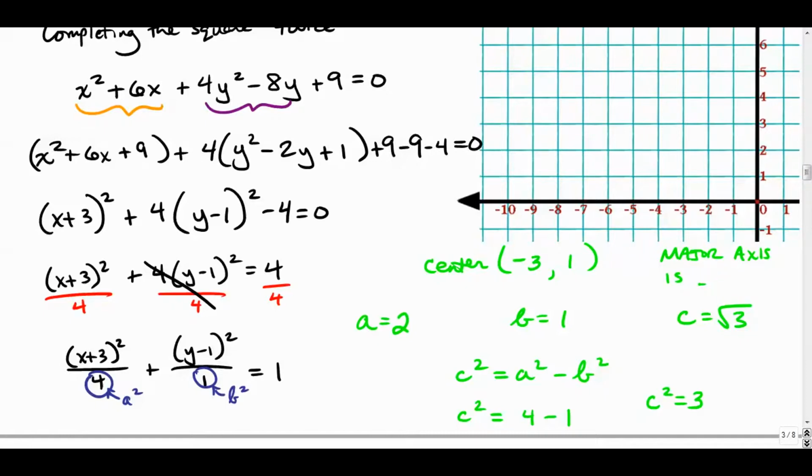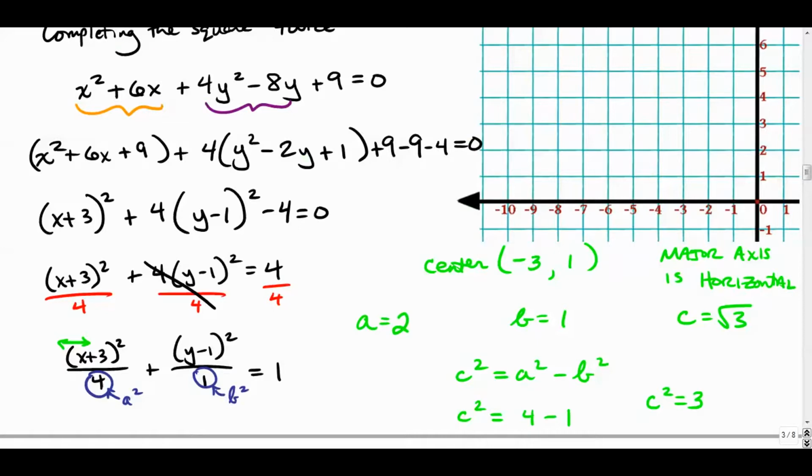All right. Next up, the major axis. Is it going to be situated up and down, or left and right? To answer that question, you basically just want to look at where your A variable is. If your A variable is underneath your X term, X should tell you that we're going horizontal. So that means that our ellipse is going to be stretched out horizontally like this.